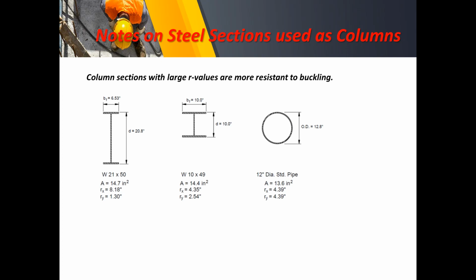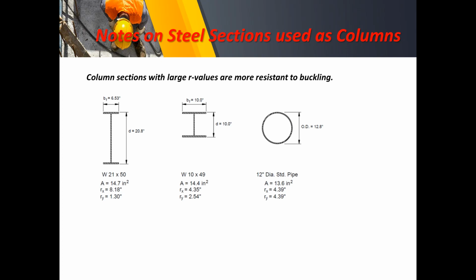So here we have the various properties in terms of the area, the radius of gyration along the x-axis, and the radius of gyration along the y-axis. So let us take note here. We also have a minimum radius of gyration in the table, that is diagonal, instead of Rx and Ry.